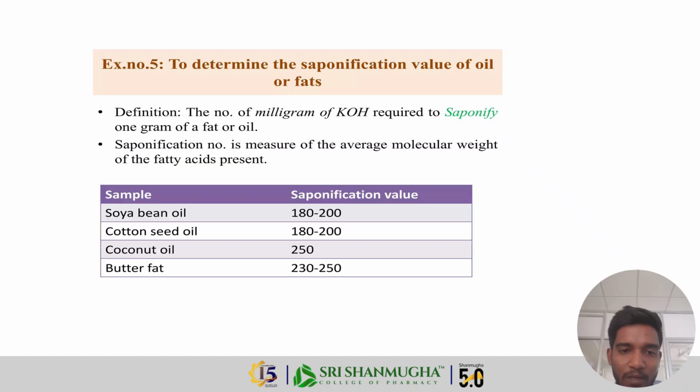Next one, this is an experiment to determine the saponification value of oil or fats. Definition: the number of milligrams of potassium hydroxide required to saponify 1 gram of fats and oil. Saponification number is a measure of the average molecular weight of the fats and fatty acids present in samples: soybean oil, cottonseed oil, coconut oil, butter fat, and the other side shows the saponification value of the oils.